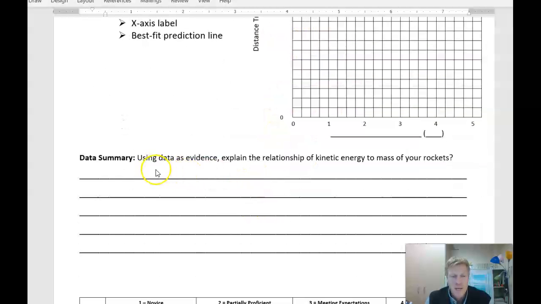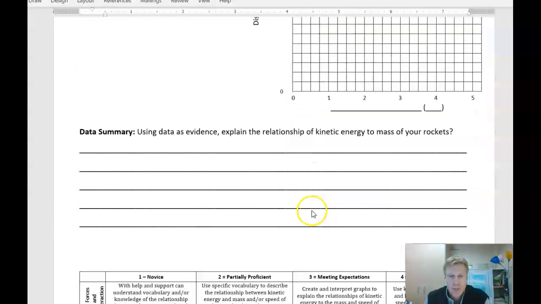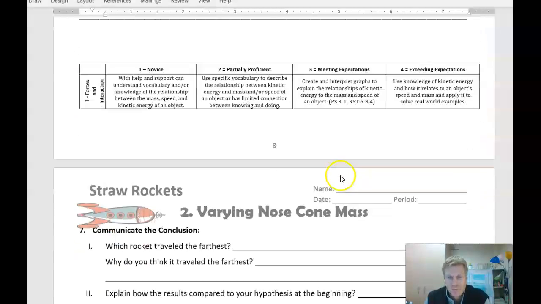Then answer the question. Using data as evidence, explain the relationship of kinetic energy to mass of your rockets. Using our data, how did the rockets fly compared to mass? What were the differences? What could you tell me about mass and how a rocket will travel? Explain that in a couple of sentences. Avoid the word "it." Please use specific words when you're talking about the rockets, whether it's the 1 gram rocket, the 2 gram rocket, or the 3 gram rocket. So talk about it specifically, please.